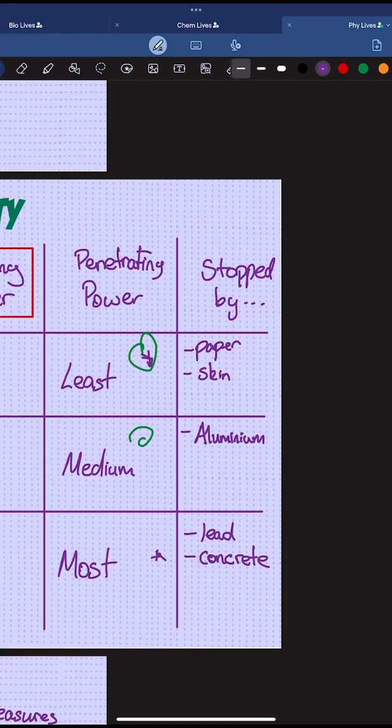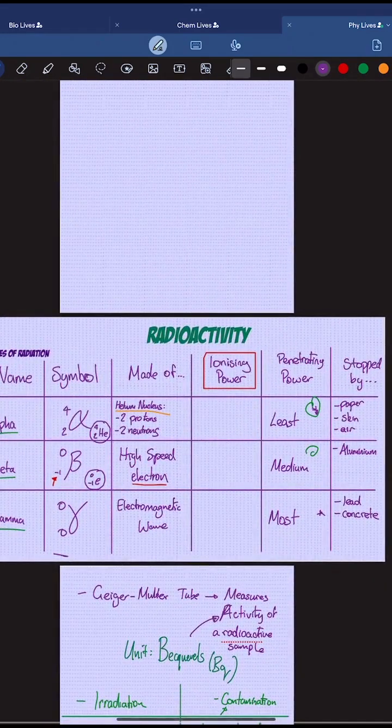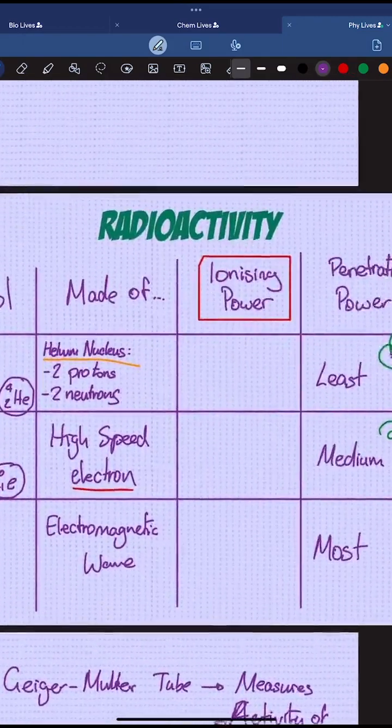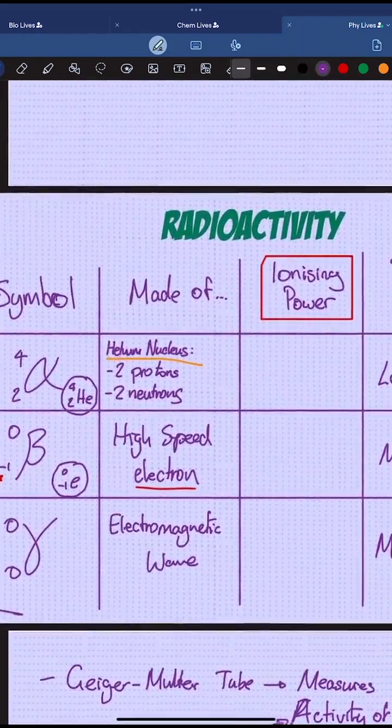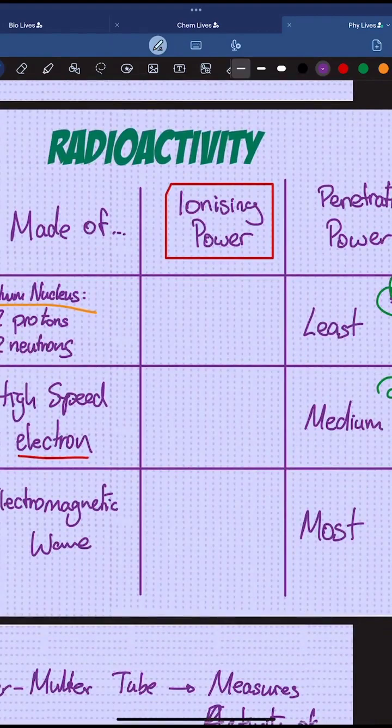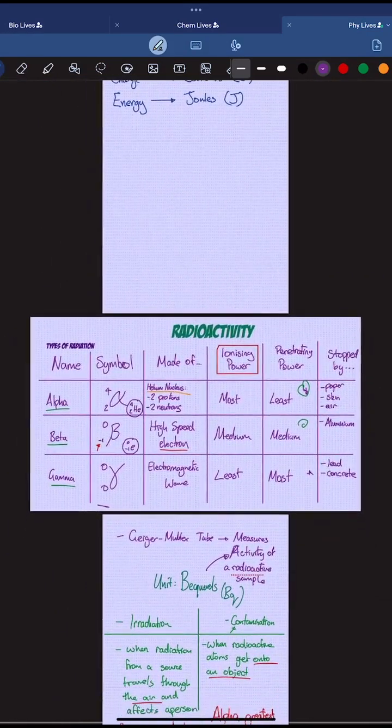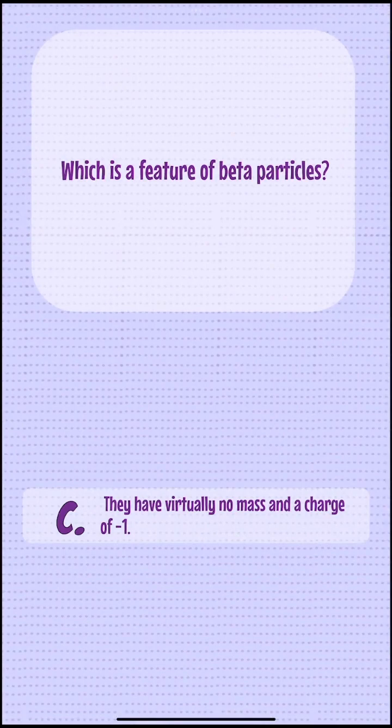So it's stopped by paper, skin, and also a few centimeters of air. So we can actually also write air. It doesn't travel far in air. That's why it's so hard to get irradiated by alpha particles. And then we might as well finish this off with the ionizing power. The most ionizing, I said, was alpha. Least is gamma. And beta is medium. So we're done with the table now.